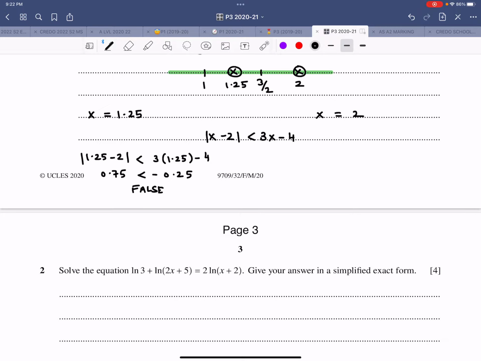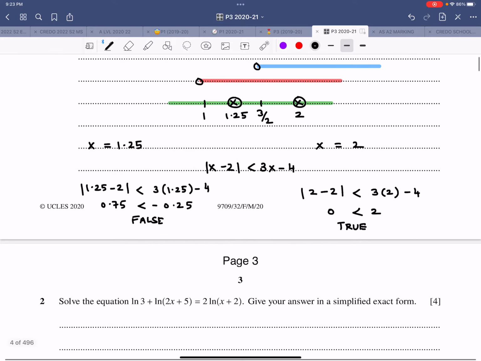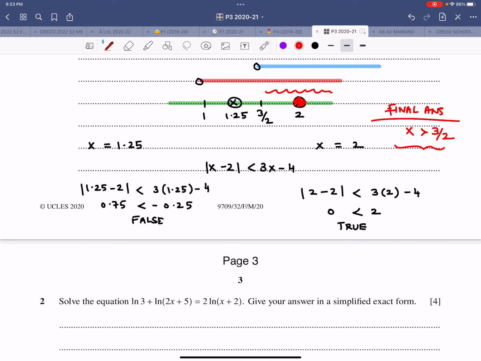Now I am focusing on the other part. The other part is plugging in x equals 2. So modulus of 2 minus 2 is lesser than 3 into 2 minus 4. This is 0, lesser than 6 minus 4, which is 2. This part is true. That means what is my final answer? My final answer belongs to this region. So therefore the final answer is x is greater than 3 over 2. That is the final answer for this particular part.